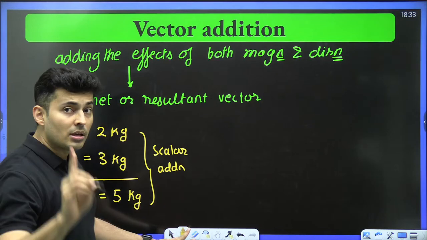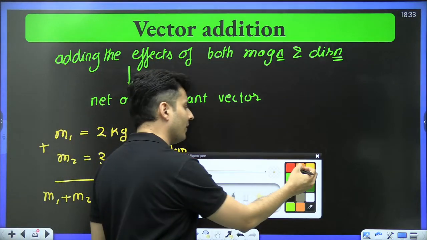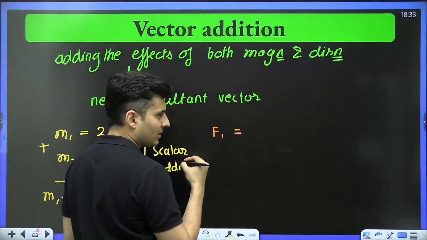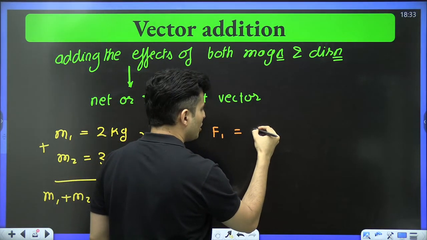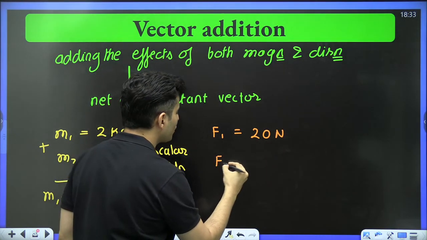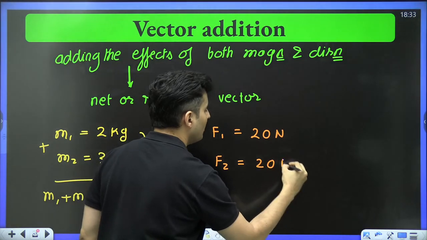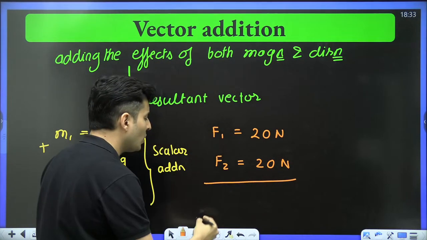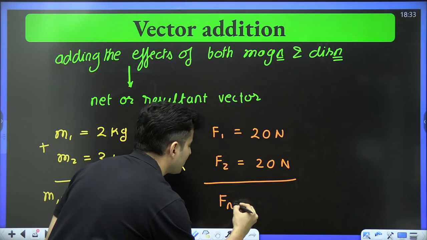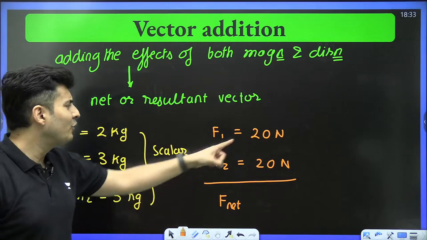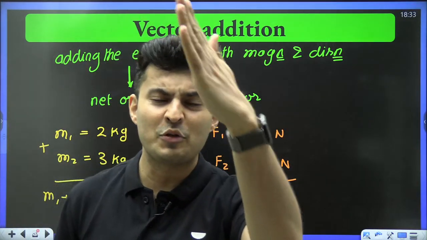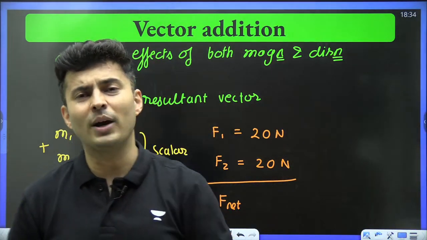Scalar addition. Now, if I tell you over here, force 1 is 20 Newton. Force 2 is 20 Newton. Now if I ask you, what is the net force? My dear 4 years, if you say 20 plus 20 is 40, you will get one tight slap.